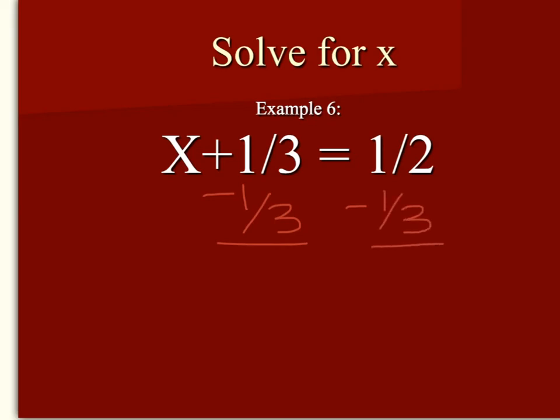Now this time, I do have to get a common denominator so that I can find out what it's equal to. Currently, my denominators are 2 and 3, so I'm going to need to change them to 6. 1/2 will become 3/6, and 1/3 will become 2/6. I will subtract these, and I get 1/6. The final step will be to check.